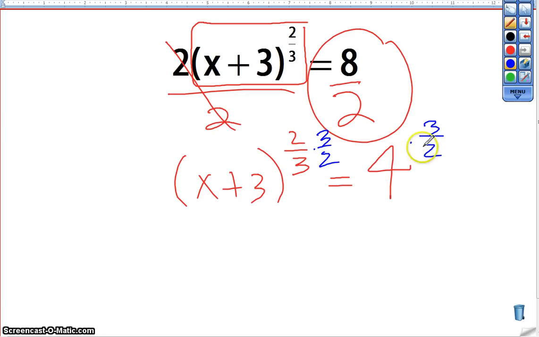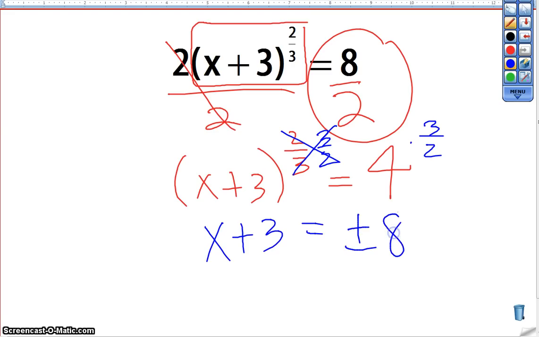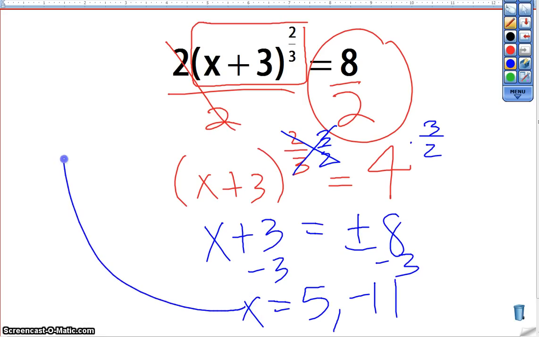Right there, that's an even number, so I got to think plus or minus. I get x plus 3 on the left. 4 to the 3/2 power is going to be 8. Don't forget plus or minus. To get your two answers, you're going to subtract 3. So I'm going to get 8 minus 3 is 5, and negative 8 minus 3 is negative 11. You know what I'm going to say. Put them back in and check them and see if you're getting them right.